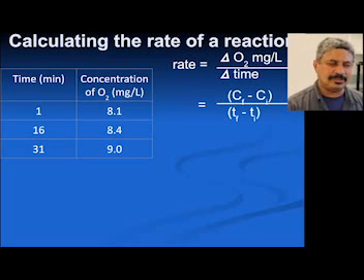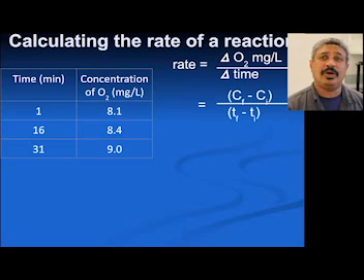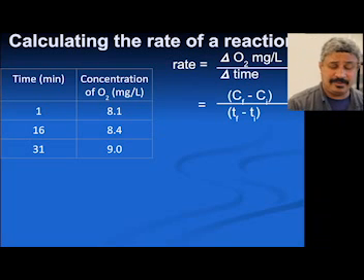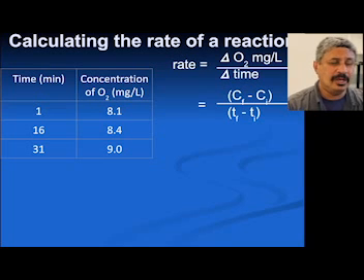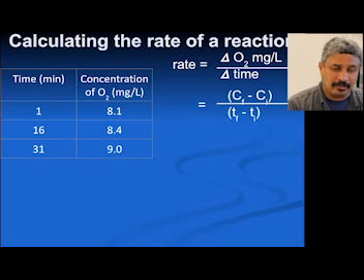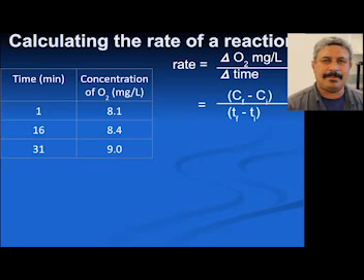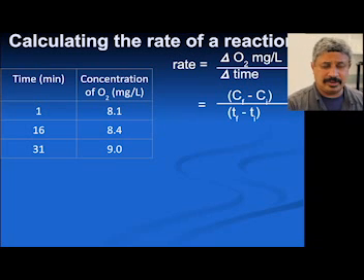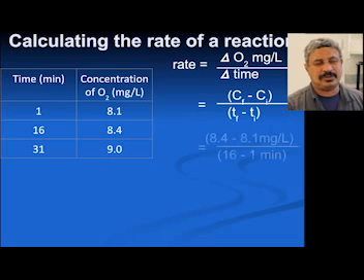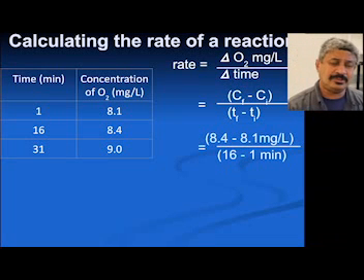Now I just plug in my numbers. I'm going to use the 16-minute one for this example. We're going to use the 31-minute one later to see if you know how to do the procedure and the calculation. So let's plug in. Final concentration is 8.4. Initial concentration, 8.1. Our final time, 16, and our initial time, 1. Let's plug those numbers in there, and then let's do a little bit of math.